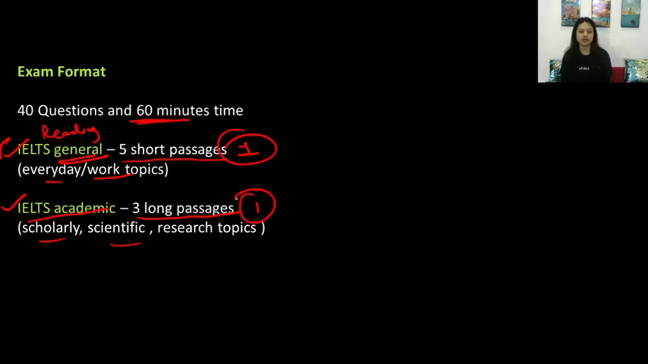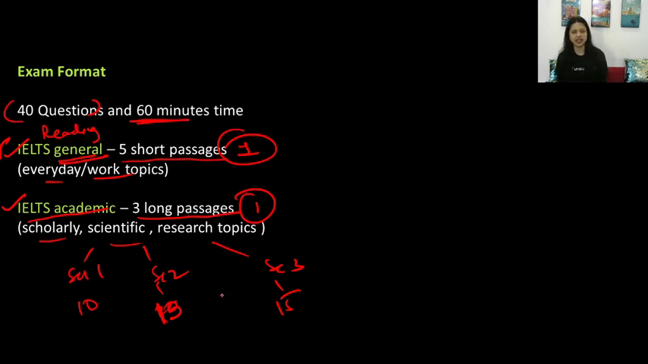1 hour for the academic exam. There are only 3, but they're difficult and they're long. They're lengthy. Total 40 questions from all of these. The 3 passages in the academic exam will be divided into section 1, section 2, section 3. 10 questions here, 20 questions here, or you can say 15 questions here and 15 questions here. It can be in any order, the number of questions, but total 40 questions.